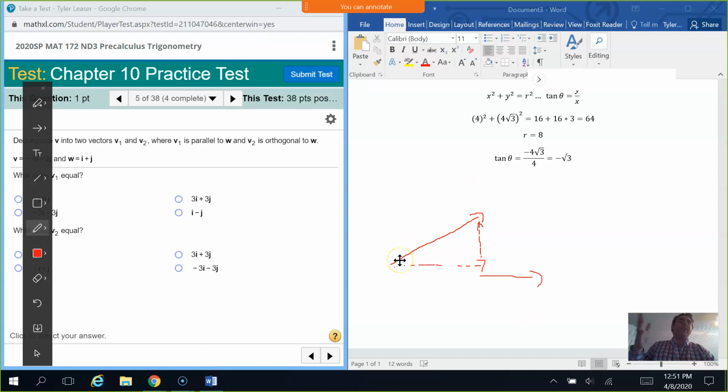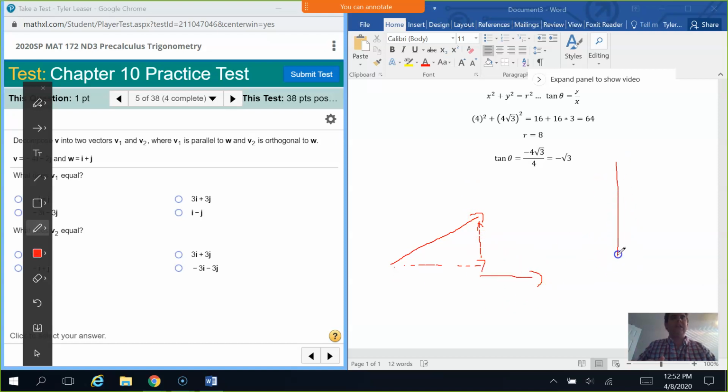Okay. This makes a lot more sense when you're just doing horizontal and vertical. Like if you have a force vector, you can break up that force vector into the horizontal component of force and the vertical component of force. But it doesn't just have to be horizontal and vertical. It can be any vector.